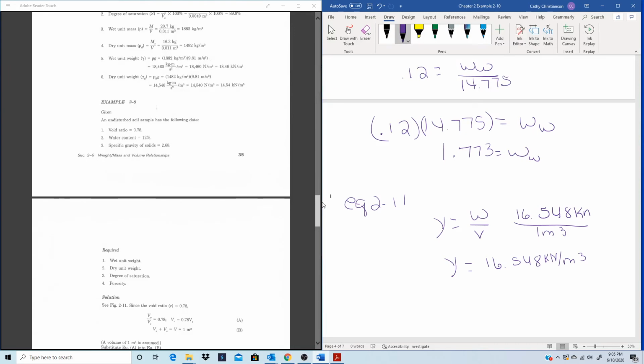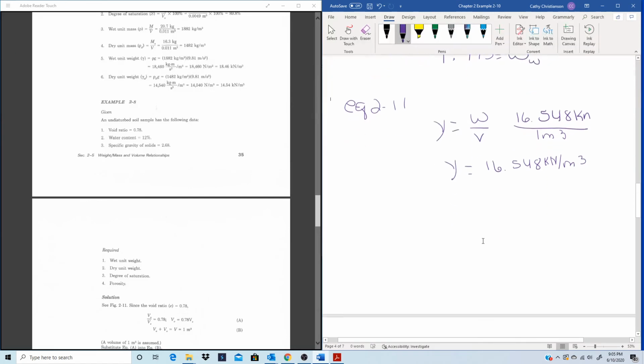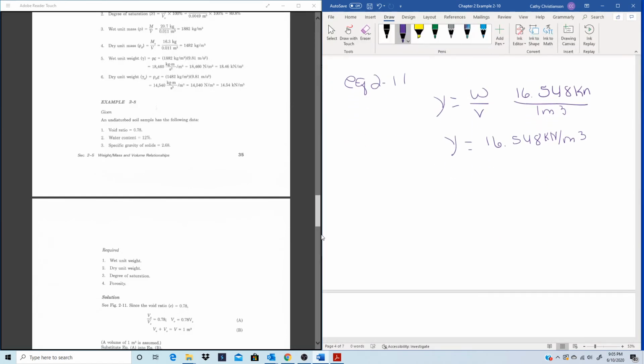Alright, so the next one is dry unit weight. Dry unit weight is the next equation down, equation 2.12, and it looks like that. It's your weight of the solid divided by your volume. Our weight of our solid is 14.775 kilonewtons divided by 1 meter cubed. So dry unit weight is just going to be 14.775 kilonewtons per meter cubed.